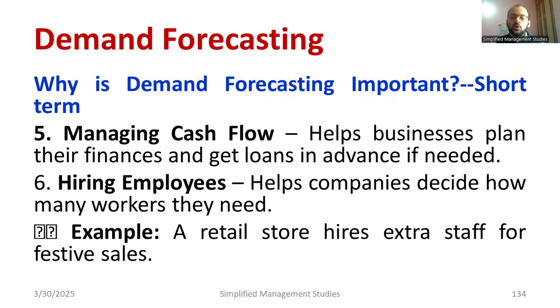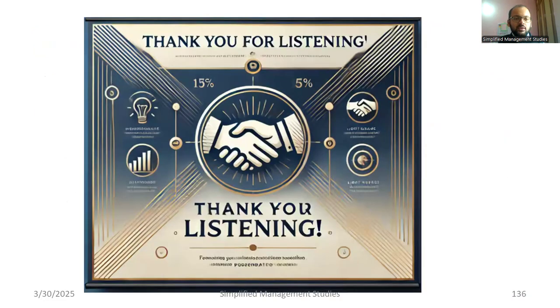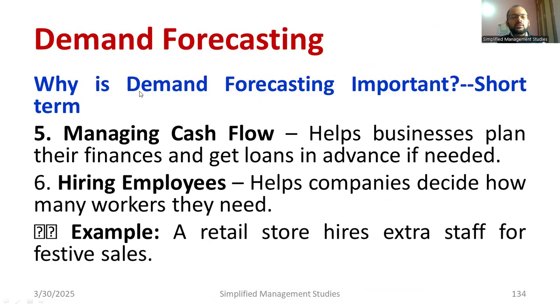For example, a retail store hires extra staff for the festival season, like Ugadi or any other festival season, like Ganesh Chaturthi, Ugadi, Eid. During the festival season, some retail outlets will do more hiring. They even offer more part-time jobs during that particular time only. They will hire the employee and close the agreement within 10 days or 2 weeks. Similarly, these are the importance regarding the short term.